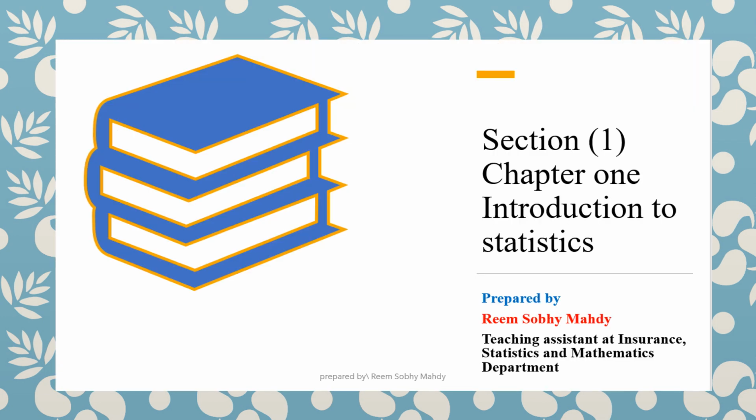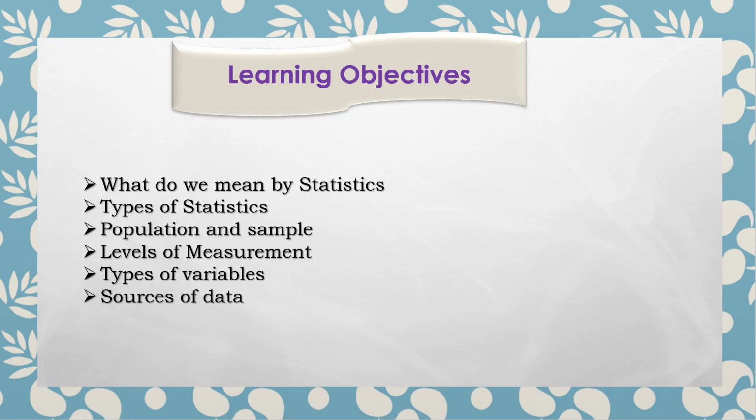Welcome to part 2 of our first section on chapter 1, titled Introduction to Statistics. In this chapter, our learning objectives are to know what we mean by statistics, the types of statistics, population and sample, the main levels of measurement and the types of variables, also sources of data and the methods of collecting data.